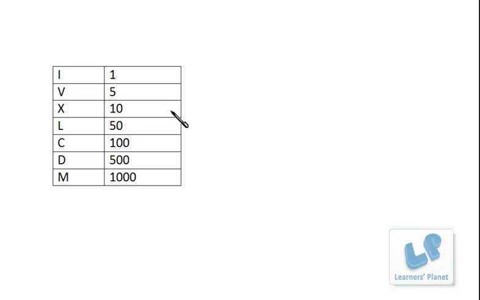Now, how do I write 90 first of all? It's 50 plus 40. Now for 40, I have to write X four times. But according to the rules, X cannot be written four times. So I need an alternative method. What I do is deduct 10 from 100. So it's 100 minus 10, that is 90.